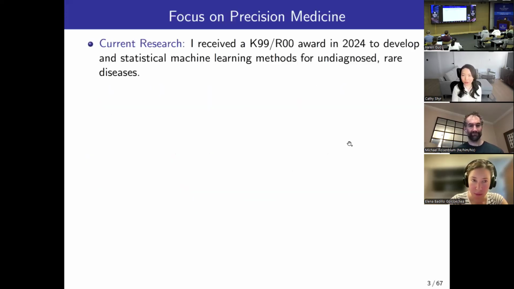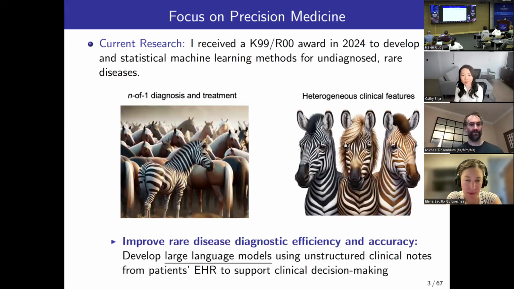So my research, really the common thread is precision medicine. My K99 and R00 award focuses on developing AI and statistical machine learning methods in the context of undiagnosed rare diseases. Now, when it comes to precision medicine, I think everyone in the room and on the call are probably familiar with the maxim, medicine is not one size fits all. And I think rare disease is such a great example of where doctors have to personalize their diagnostic and treatment strategies to patients of sample size n equals 1.